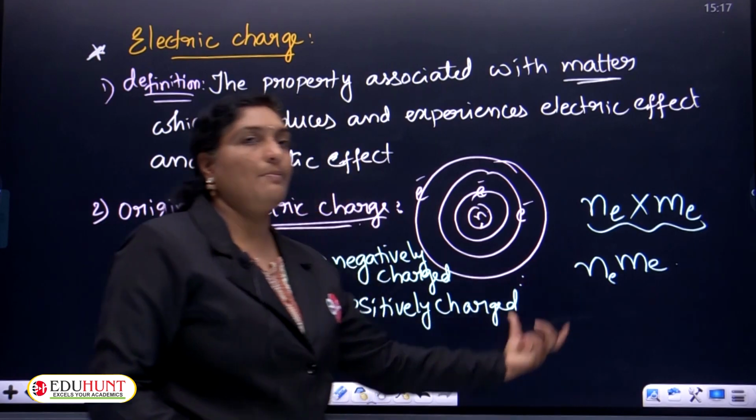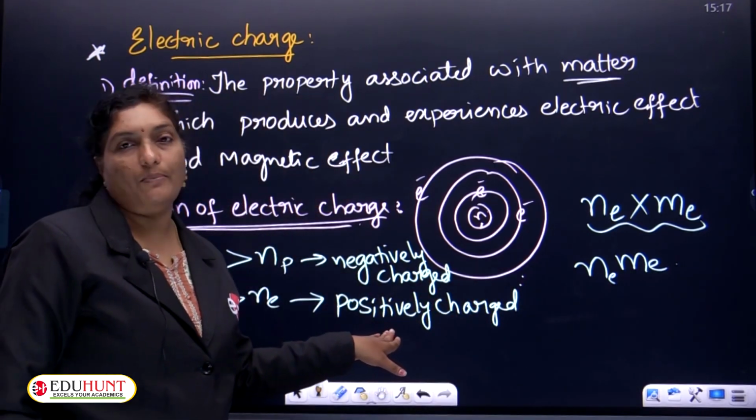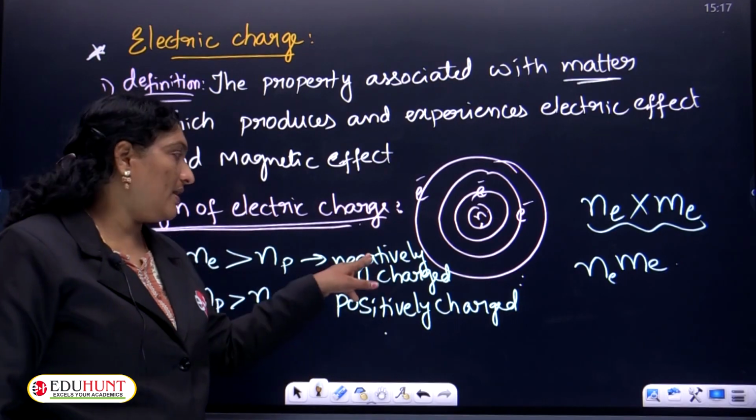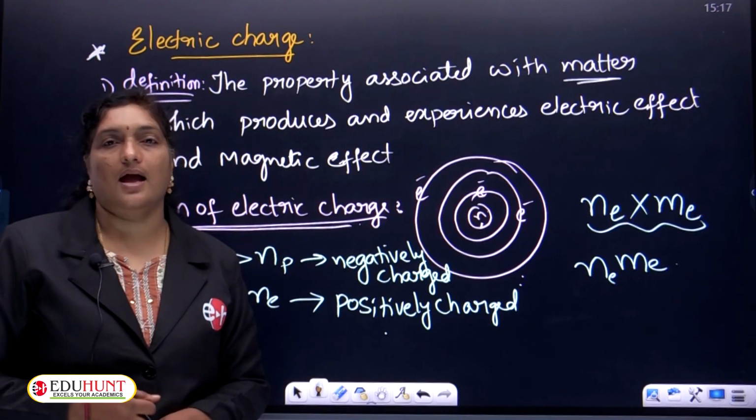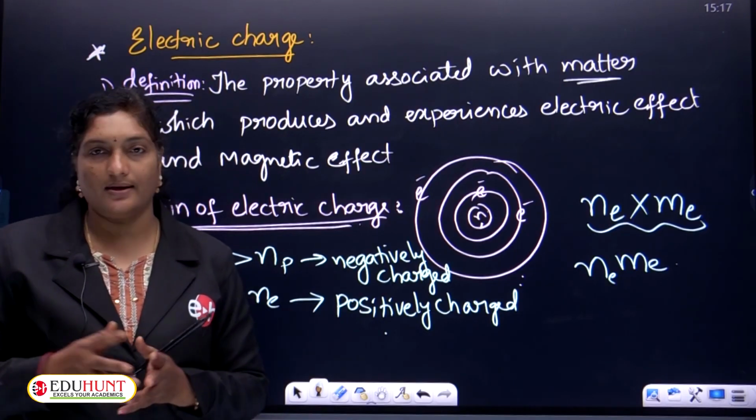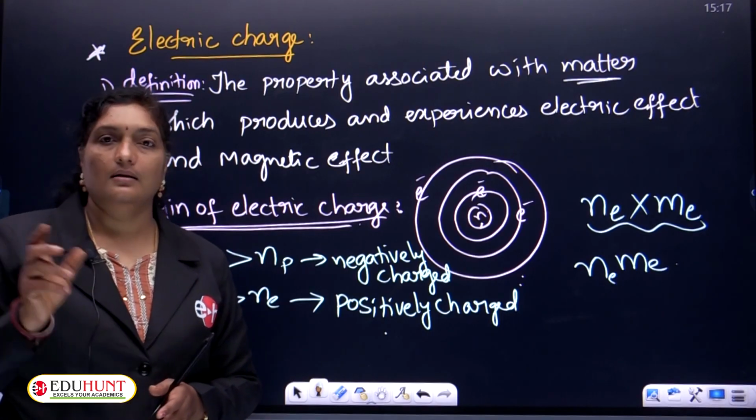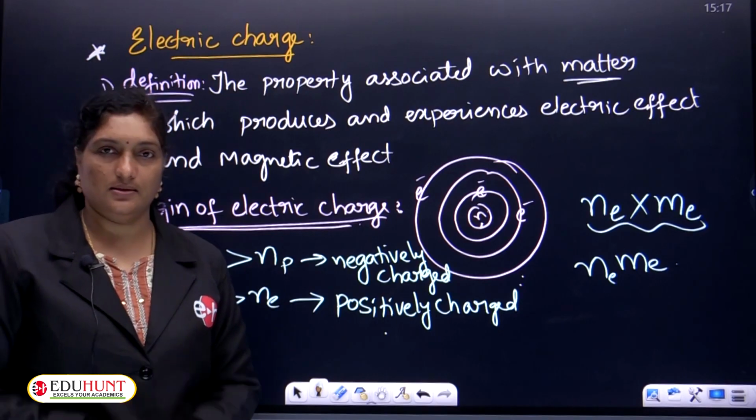So, this much amount of mass is reduced for the positively charged body, whereas the same amount of mass is increased by the negatively charged body. So, whenever electrons transfer from one body to another body, there is a possibility that the mass of the body also changes.